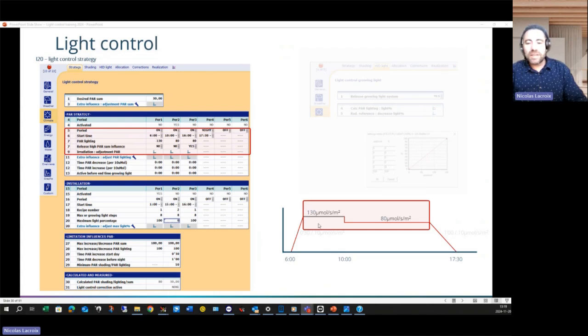If we can see here, I set my first period for 130 micromole, then the other two periods are 80 micromoles here. So that's my desired PAR level. Okay.